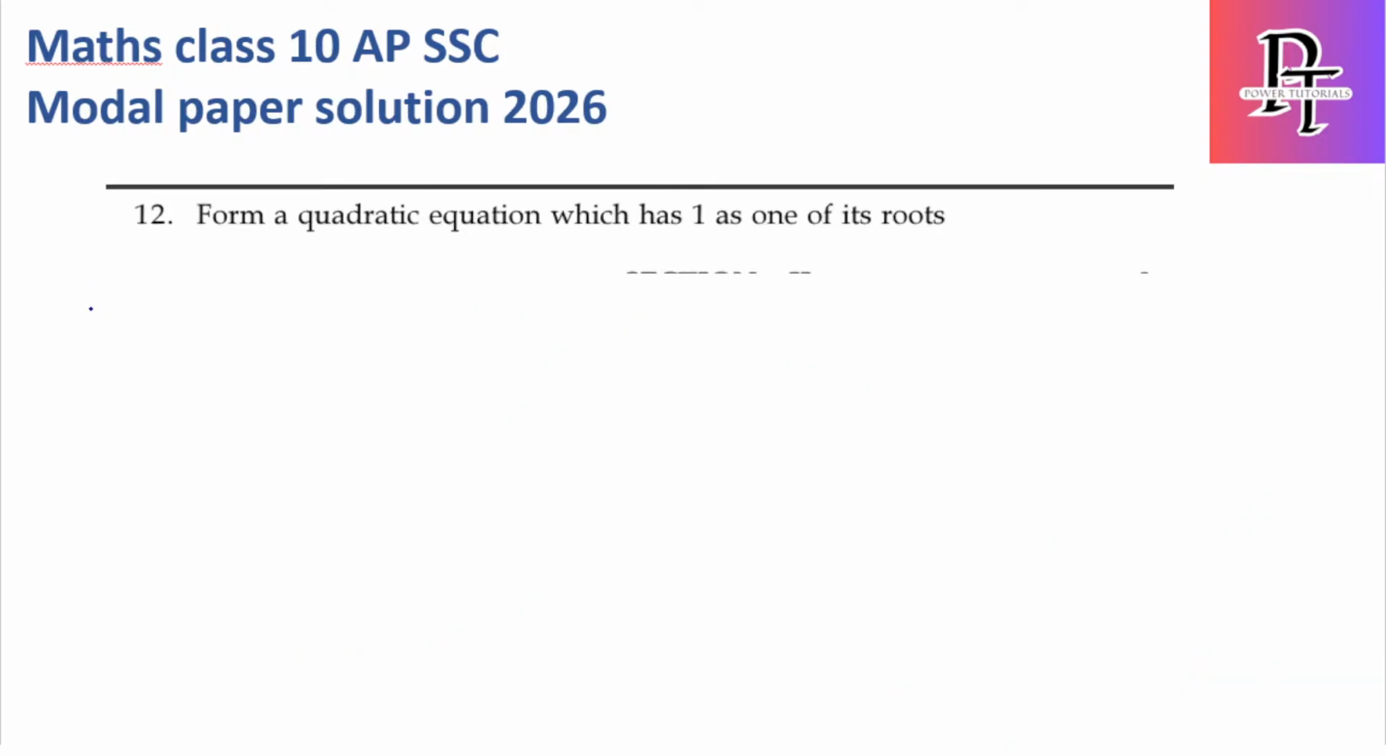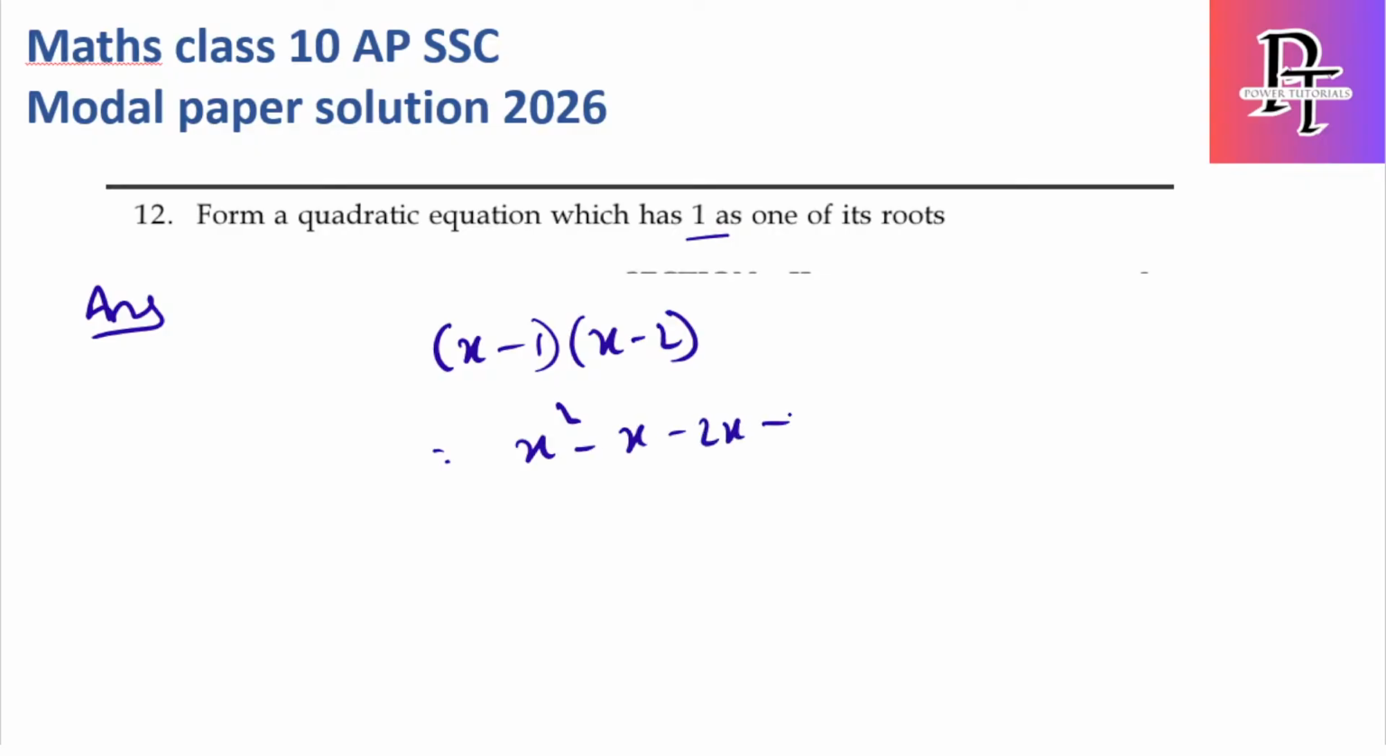So this is the last question from section A, that is one more question. Form a quadratic equation which has one of its roots. Okay, so I can consider, it is something like this: x minus 1 is one of the roots, and the second root we don't know, I'm using it as 2. Then just multiply these two, we will get x square minus x minus 2x plus 2. Hence one of the solutions is x square minus 3x plus 2.